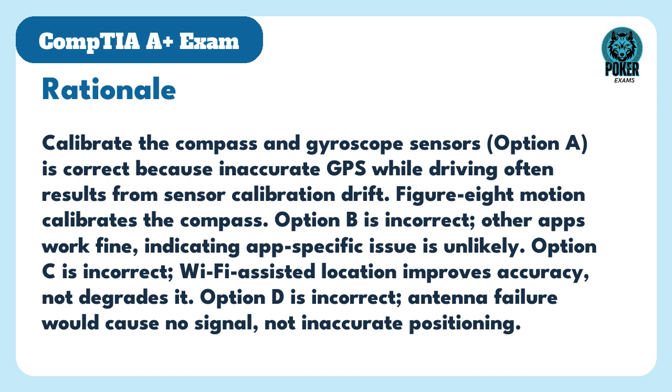Rationale. Calibrate the compass and gyroscope sensors, option A, is correct because inaccurate GPS while driving often results from sensor calibration drift. Figure-8 motion calibrates the compass. Option B is incorrect. Other apps work fine, indicating an app-specific issue is unlikely. Option C is incorrect. Wi-Fi assisted location improves accuracy, not degrades it. Option D is incorrect. Antenna failure would cause no signal, not inaccurate positioning.